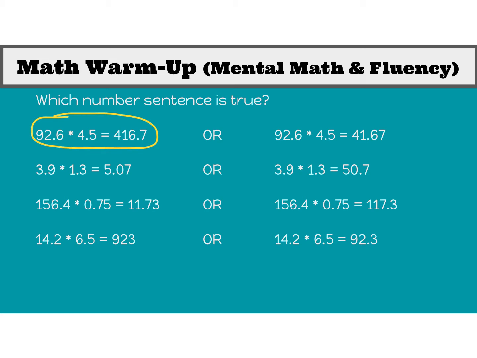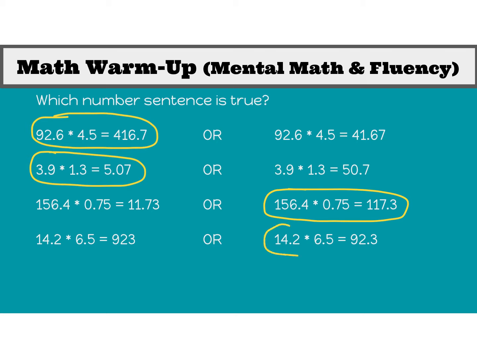So if we take a look at the first row, the problem on the left side is the true number sentence. Our second problem, the problem on the left side, is also the true number sentence. For our third row, the problem on the right side is the true number sentence. And last but not least, our problem on the right side for the last row is the true number sentence. How did you do?